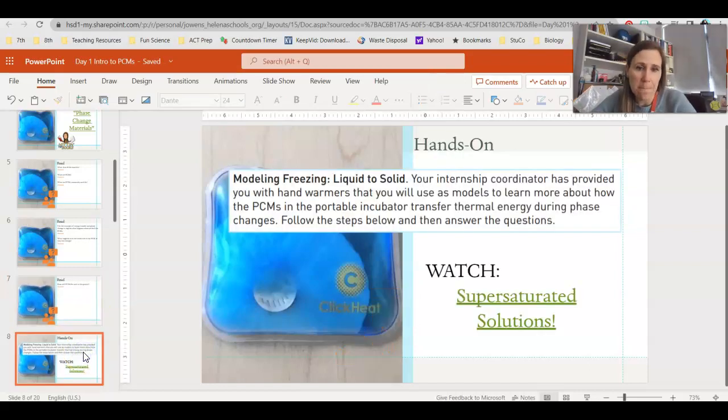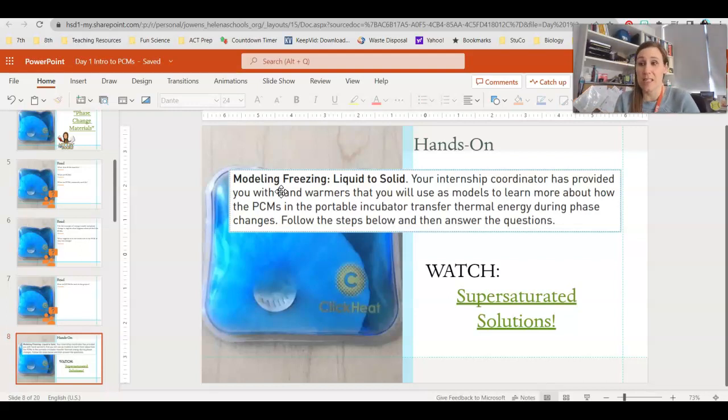All right, hands-on. One thing that we're going to talk about is supersaturated solutions. The little hot packs that you guys are using in class in this demo are an example of a supersaturated solution. Basically, when we think freezing, because we're so used to ice being the main thing that we notice freeze or turn into a solid, we always think of that as a very cold action.